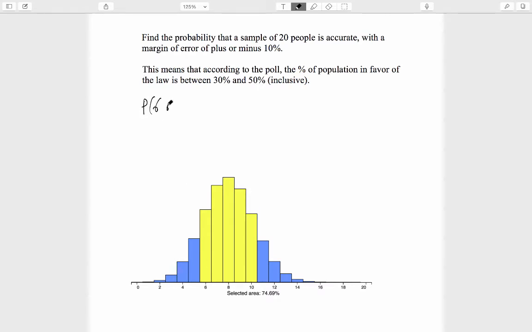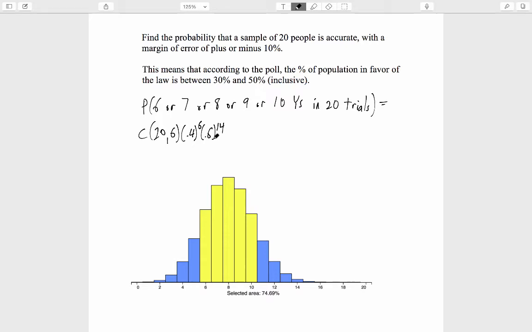We need to find the probability of 6 or 7 or 8 or 9 or 10 yes answers in 20 trials in the course of asking 20 people their opinions. It takes a bit of writing to record them all. 20 choose 6, 0.4 to the 6 times 0.6 to the 14. So this right here is the probability of exactly 6 people. That's this leftmost yellow rectangle. The probability that exactly 6 people say yes when we ask 20 people their opinion.